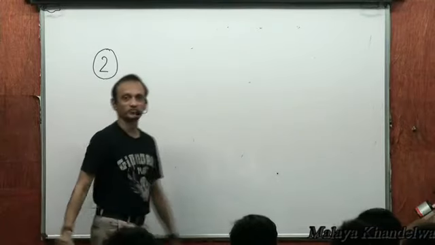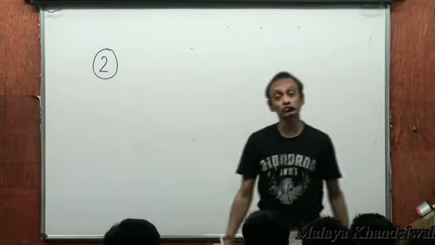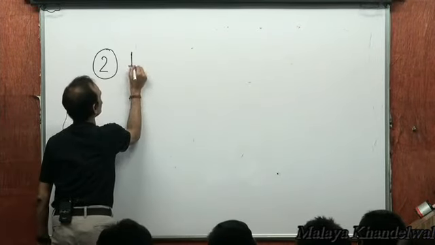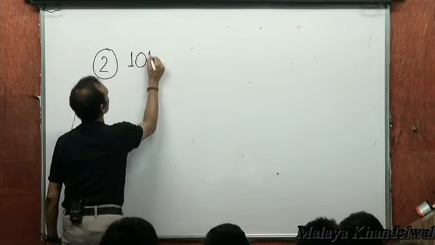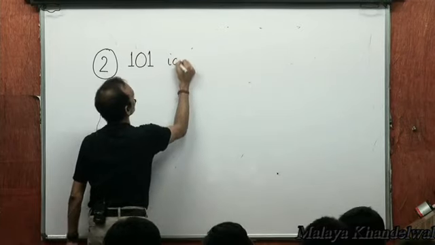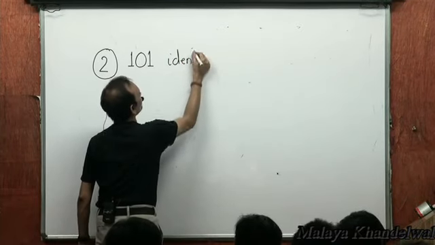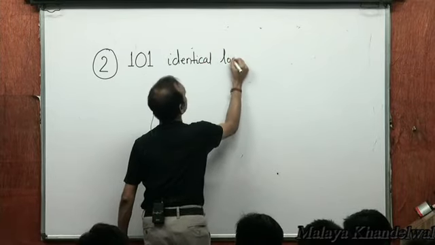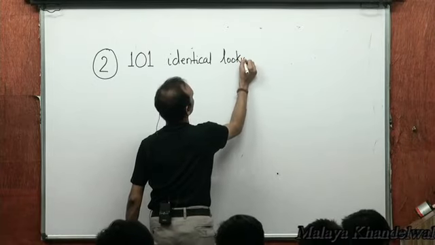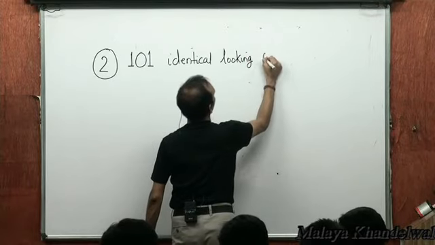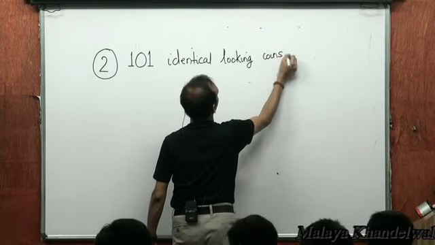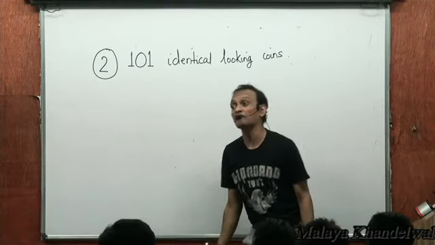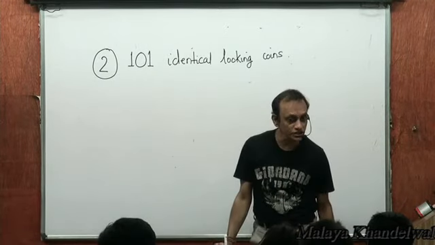The second problem of the sheet is about a collection of 101 identical looking coins. They are not identical, but they look identical. Some of these coins are fake. They are counterfeit.